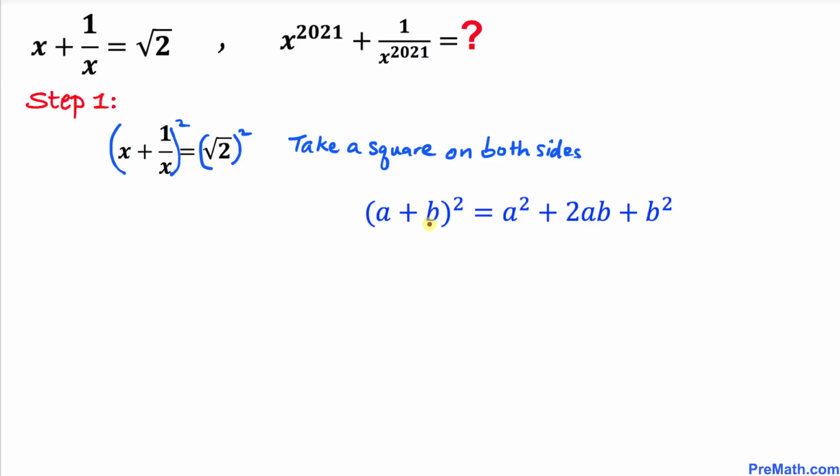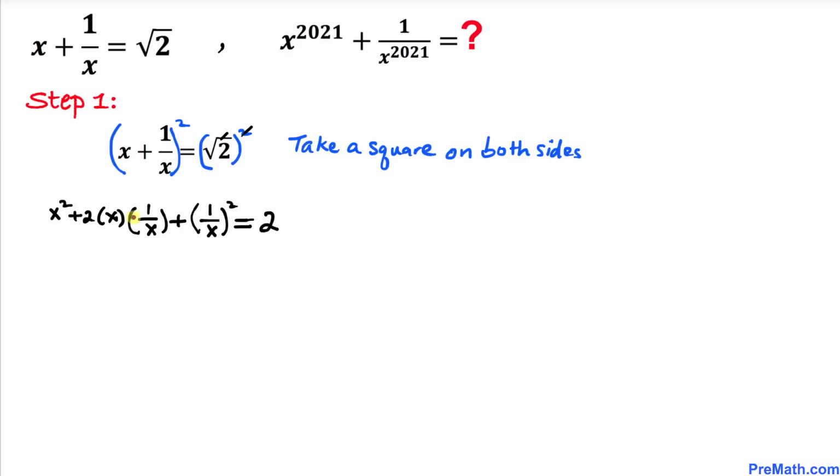Now let's recall this famous identity, (a plus b) whole square. If I call this x as a and 1 over x as b, then we can expand this binomial as x squared plus 2 times x times 1 over x plus (1 over x) whole squared equals, on the right hand side, the square and square root undo each other, so we end up with simply 2. And now we can see that x and 1 over x cancel each other out.